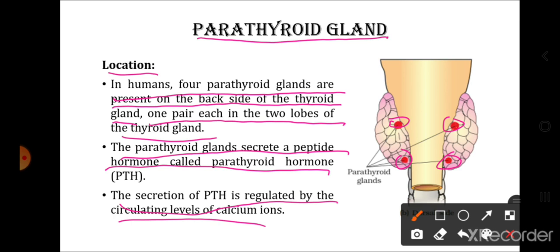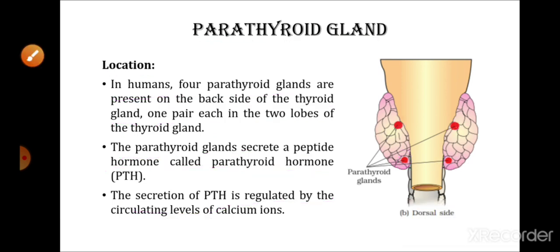So कब parathyroid gland का secretion किसके ऊपर dependent है? कैल्शियम, ब्लड कैल्शियम लेवल पे. एंड सिक्रीशन कब होगा? जब ब्लड कैल्शियम लेवल डिक्रीज होता है.